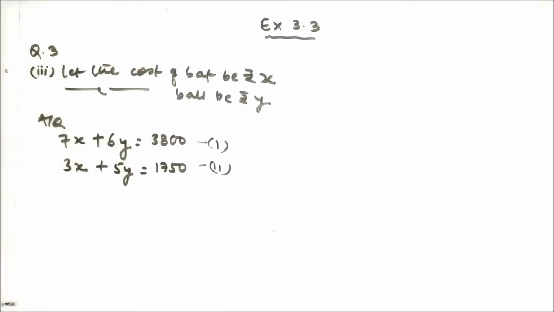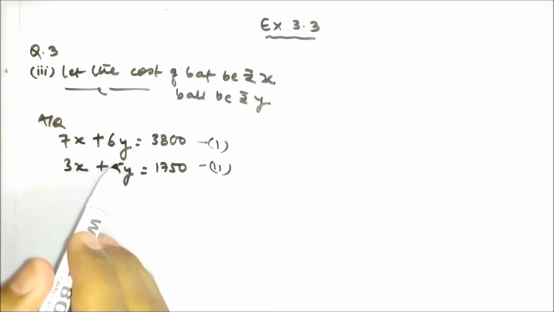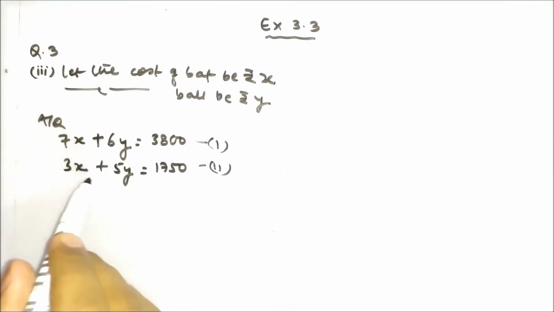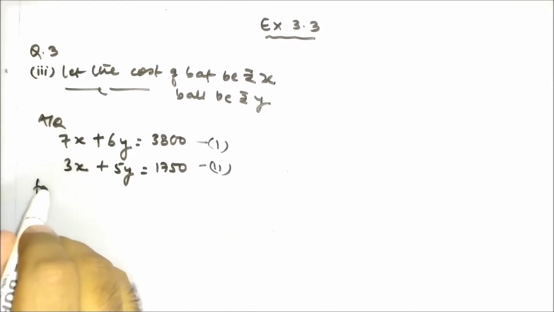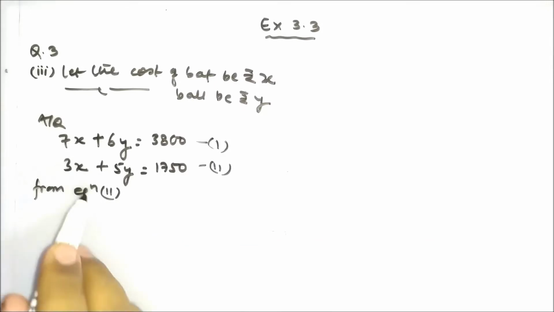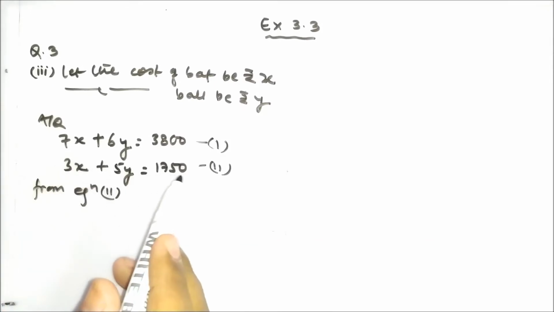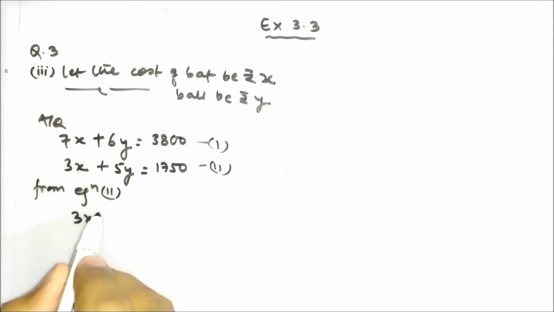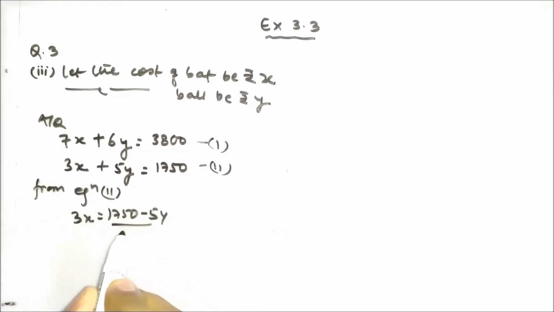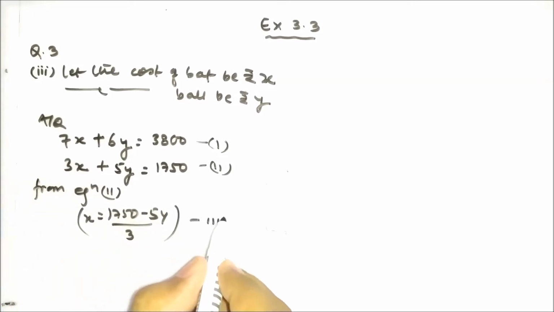Now, according to the substitution method, we will select any one equation and get the value of one variable in terms of the other. So here I am selecting equation number 2. So from equation 2, what do we get? I am finding the value of x in terms of y. So this can be written as 3x equal to 1750 minus 5y, divided by 3. If you remove the 3 also from here, this will be the value of x. And this will be equation number 3.